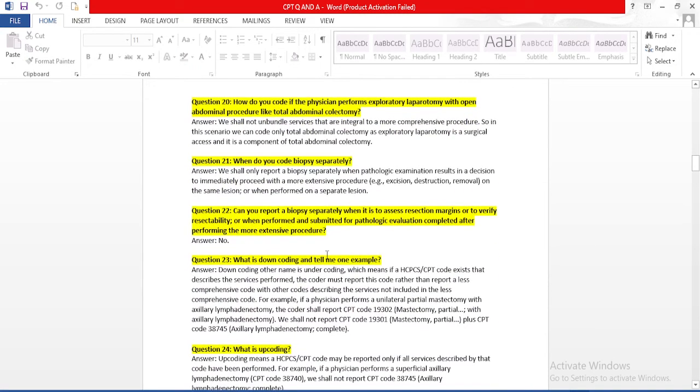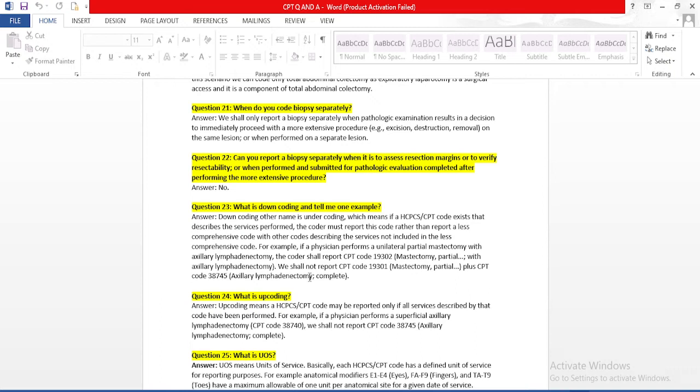Next one, how do you code if the physician performs exploratory laparotomy with an open abdominal procedure like total abdominal colectomy? So basically, exploratory means the physician will check inside the abdomen. Exploratory laparotomy is included in total abdominal colectomy. So we don't need to code exploratory procedures along with the most comprehensive total abdominal colectomy.